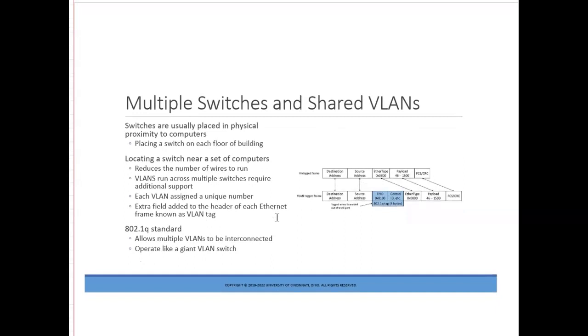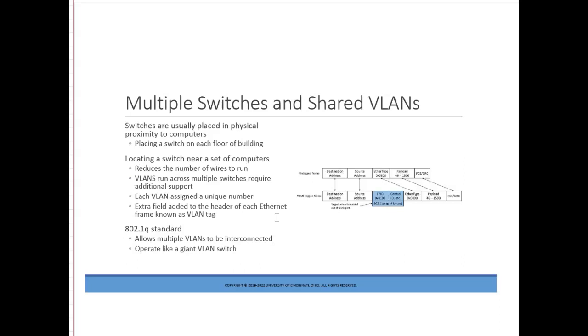Switches are typically placed in physical proximity to computers, such as placing a switch on the floor of each building. This is done because locating a switch near a set of computers reduces the number of wires that must be run. VLANs that run across multiple switches require additional support, and each VLAN is assigned a unique number. Packet control is accomplished by using an extra field added to the header of each Ethernet frame, known as a VLAN tag. When a computer broadcasts a frame, the switch to which the computer is attached delivers a copy to each local port that is part of the VLAN. It inserts the VLAN tag and sends the result across the inter-switch link.